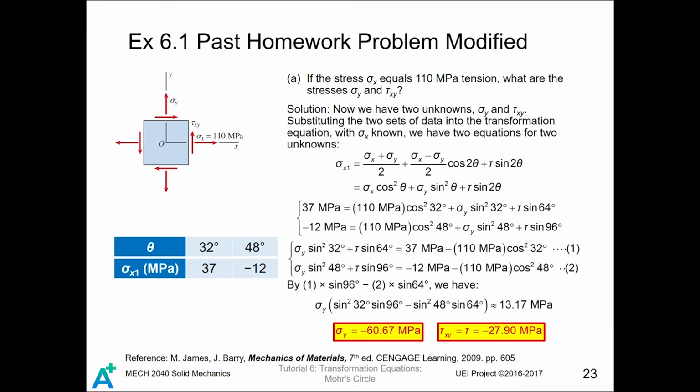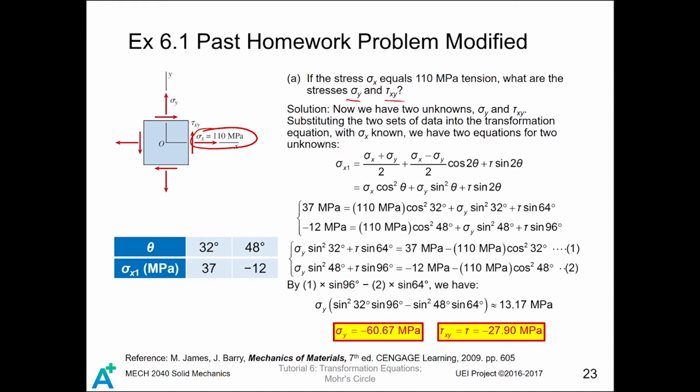For the first problem, you are going to find sigma y and tau xy, and it is given sigma x1 at different angles of inclination. Therefore, by using the transformation equations, we can write the following system. First, we put sigma x1 on the left hand side. Then, since we know sigma x equals 110 MPa, we also know theta, which is 32 degrees, and 48 degrees for the next case.